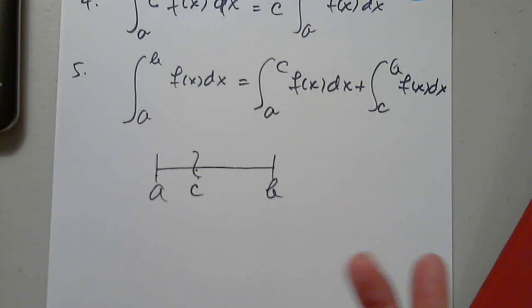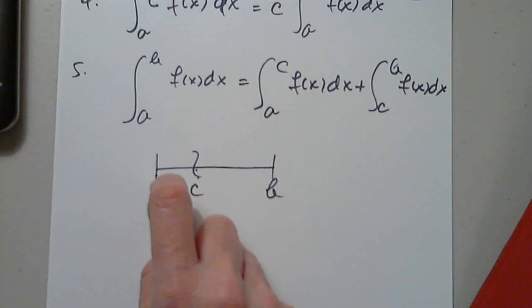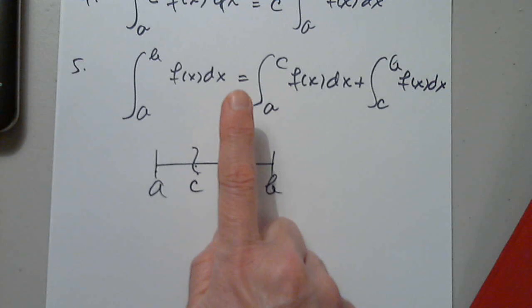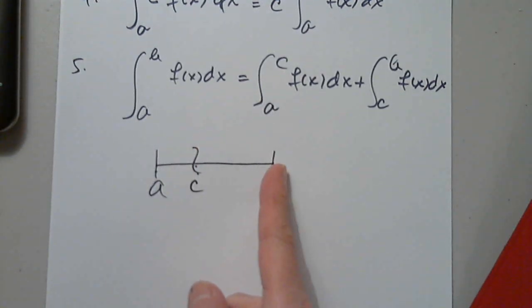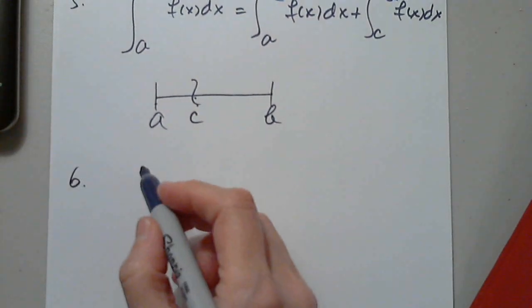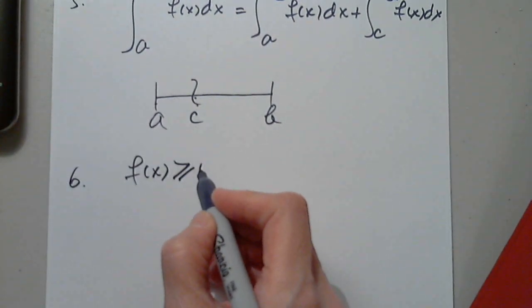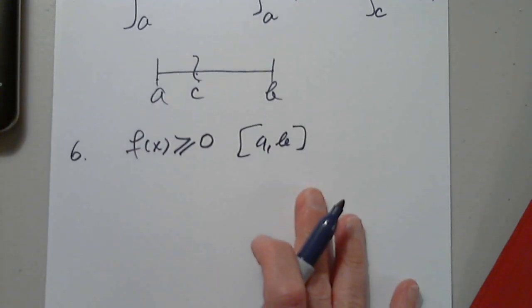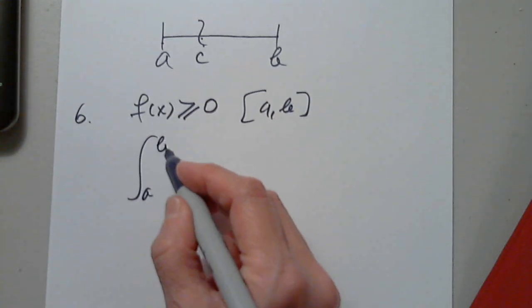Can I have more than one point? Yes, as many as you want. The area under the graph between a and c, plus the area under the graph between c and b, is the area between a and b. So we can split the integral if we want in as many pieces as we like. Okay, number 6. For a positive function on the interval a comma b, the integral has to be positive.